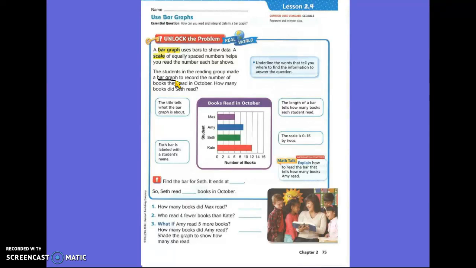We have a title. Everybody write an arrow to title, please. The title tells what the bar graph is about. Then each bar is labeled with students' names. Here are your labels. All those are your labels.